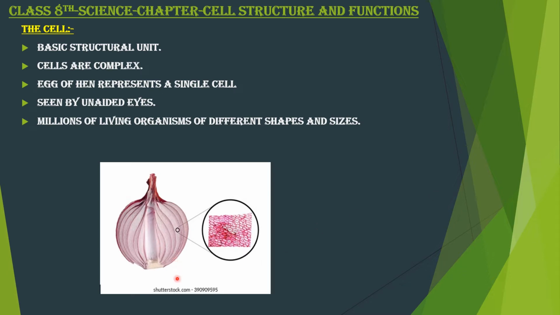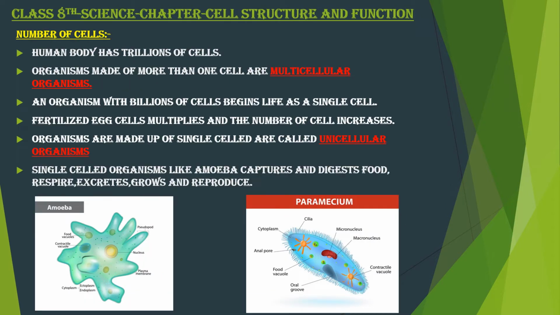As you can see, this is an onion cell. It is a small piece of an onion. In this, so many compartments are there. This means we can't see it by our naked eyes. We can see this only with a microscope. And next, number of cells.